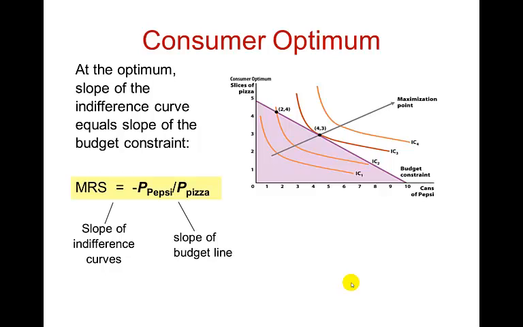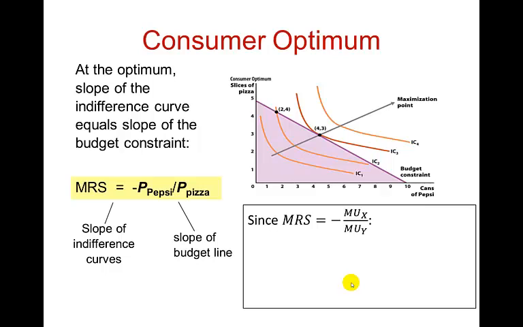Okay, so we can substitute some stuff in here. Remember that the marginal rate of substitution is -1 times the marginal utility of good x over the marginal utility of good y. Well, let's put that together. We can rewrite that condition in the yellow box then as the ratio of the marginal utilities of good x and good y must be equal to the ratio of the prices of good x and good y.